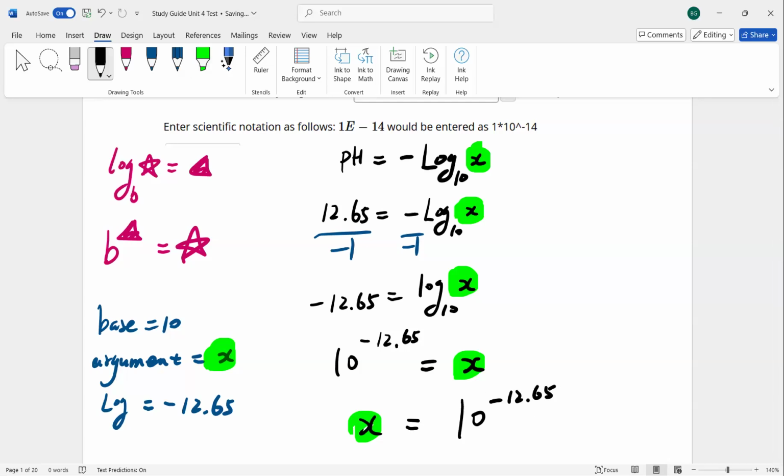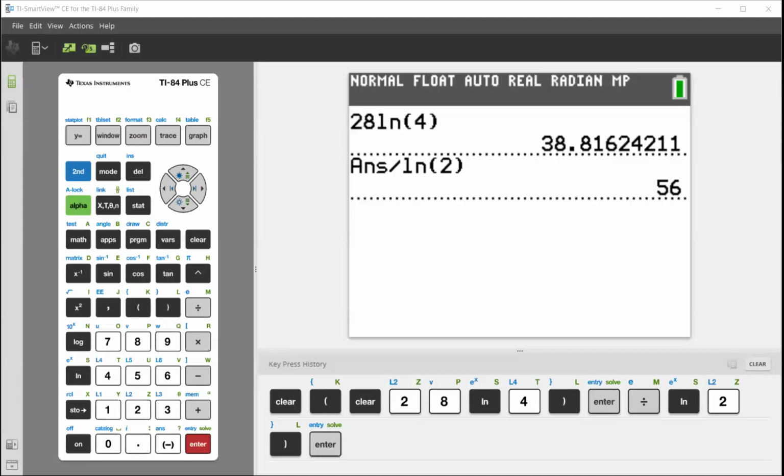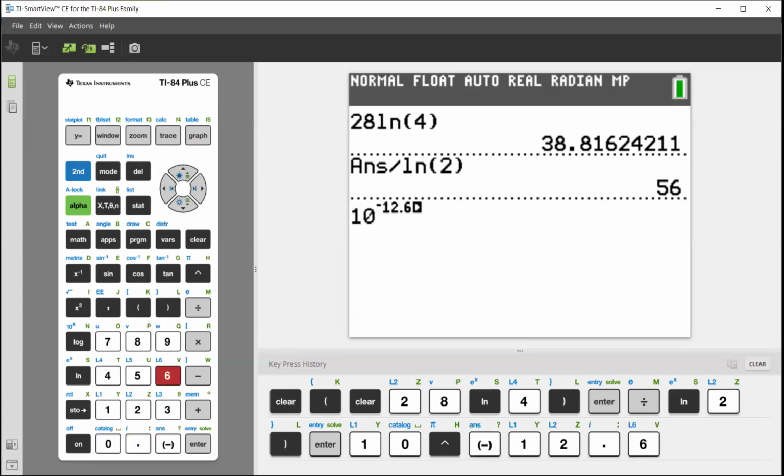Let me stop share the note and go to the calculator. We need to figure out what's 10 to the power negative 12.65. 10 raised to the power negative, very important. On the TI-84 calculator, the negative is not a minus sign. Do not use this button. Use the negative on the bottom right corner, in the parentheses. That's negative. Negative 12.65. Let me just double check the entry. Negative 12.6, yeah, that's correct. Equals.